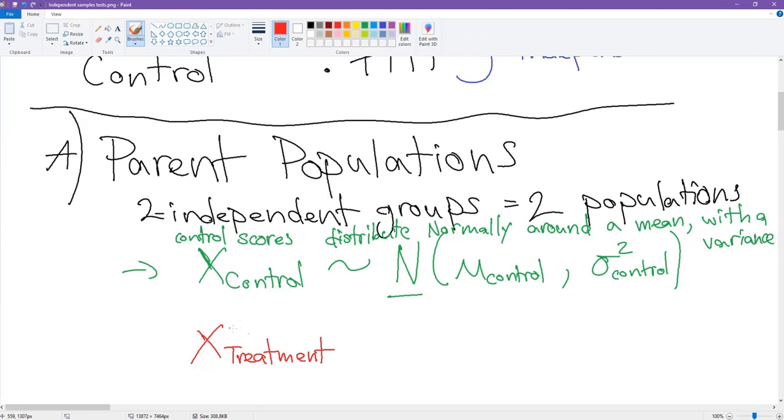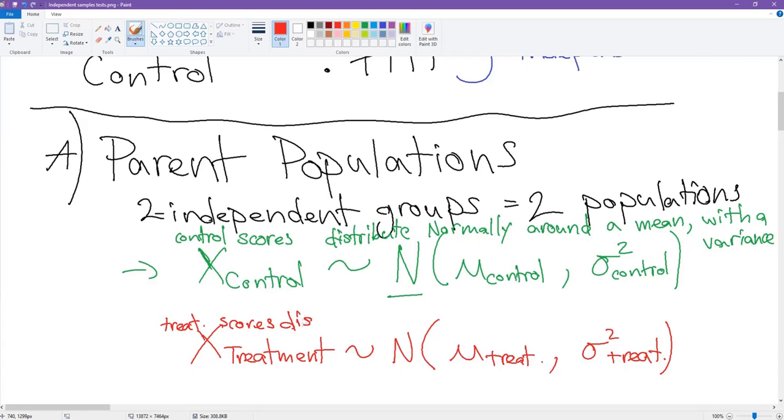I'm going to say that the scores on my treatment group distribute also normally with a population mean that I don't know what it is, and a variance that I also don't know what it is. And I'm just going to shorten treatment to treat because I'm lazy. But this says the same thing. This says now that treatment scores distribute normally around a mean with a variance.